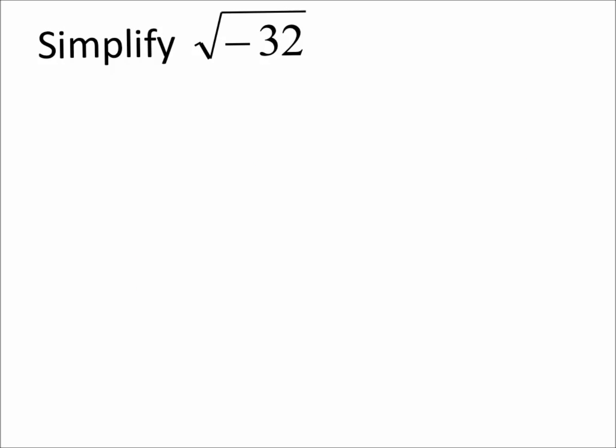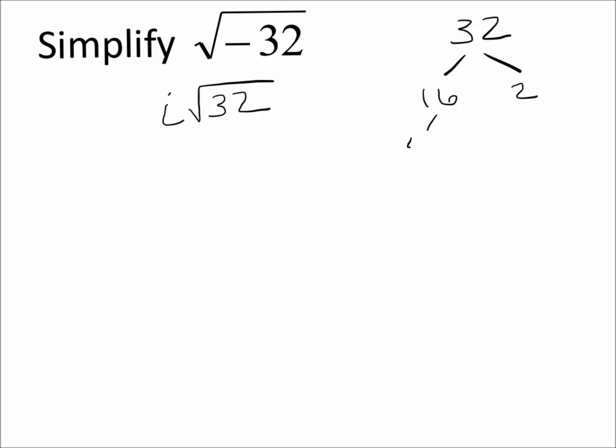The first thing I notice is that we're taking the square root of a negative number. That means it's going to be imaginary. And I can write it like that. And now it's time to break up the square root of 32. So I know that 32 is 16 times 2. 16 is 4 and 4. 4 is 2 and 2. And this 4 is 2 and 2.